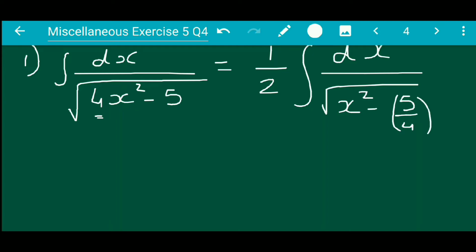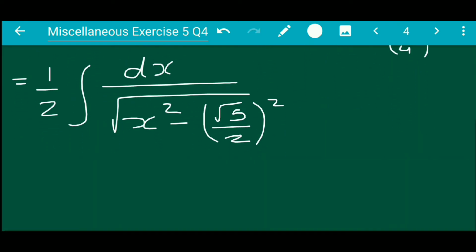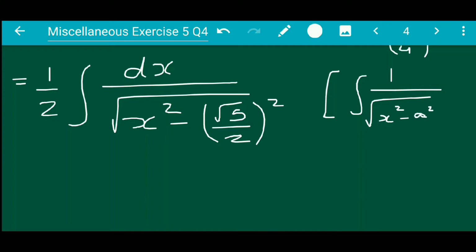Then in the next step, we get 1 upon 2 integral of dx upon root of x square minus, now 5 upon 4 can be written as root 5 upon 2 the whole square. Isn't it? Because root 5 square gives us 5 and 2 square gives us 4. Now this is according to the formula. Which formula will it be? It is according to the formula, the integral of 1 upon root of x square minus a square. So this is the formula.